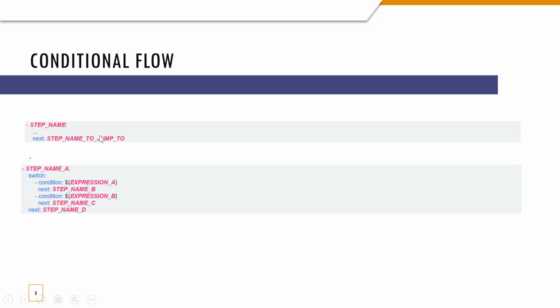Then the conditional flow is basically where you decide what is the next step that you want the flow to go to. So for example, if you look at this particular step, it says if the condition is matched with expression A, then it goes to step B. Else if the condition matches expression B, then it goes to step C. Else if neither of these conditions match, then it goes to step D.